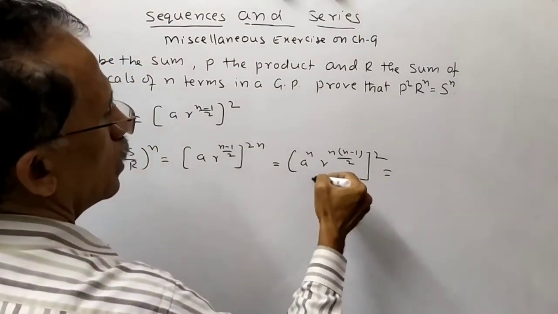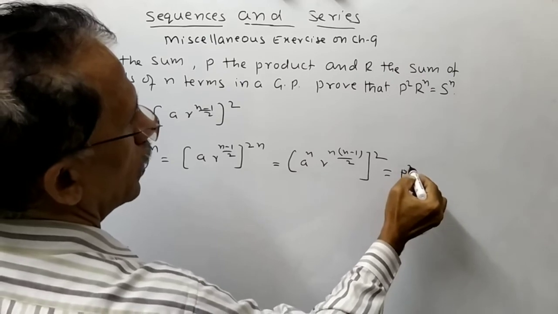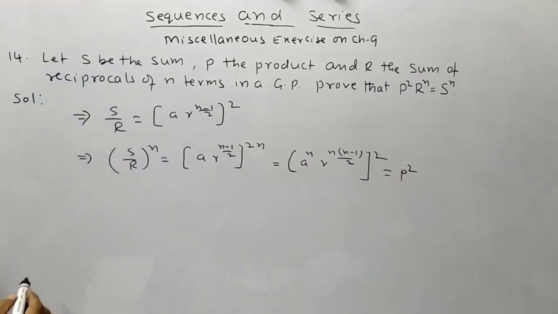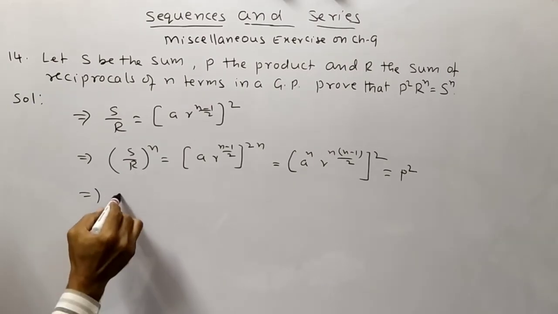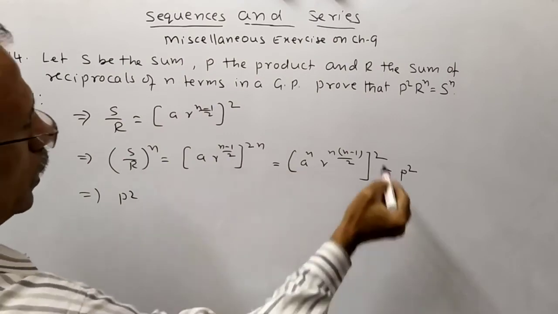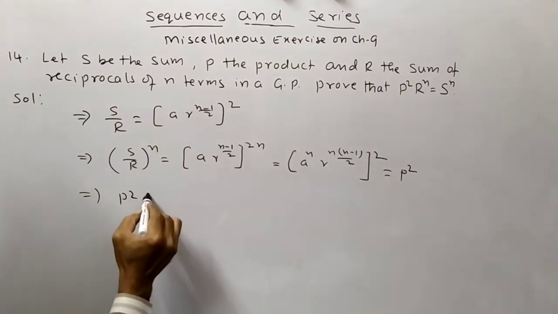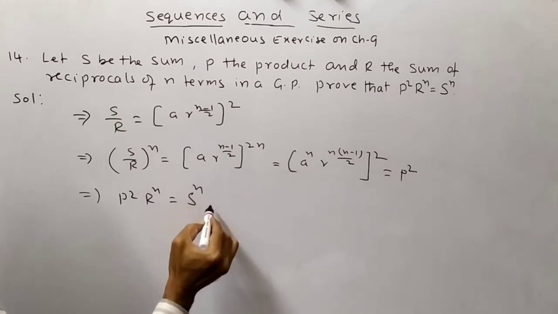This term is nothing but P, therefore we will get P square. This implies P square into R raised to the power n is equal to S raised to the power n.